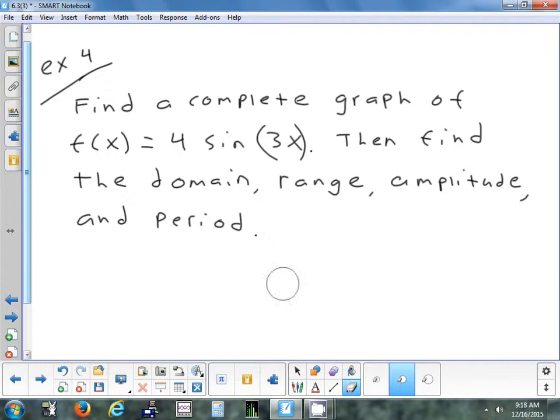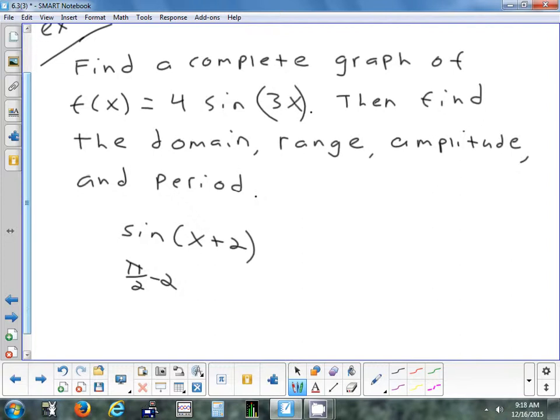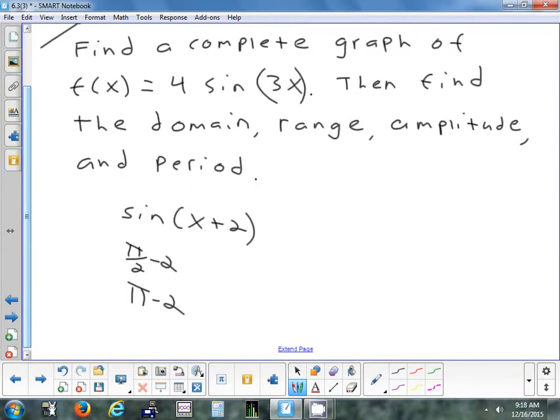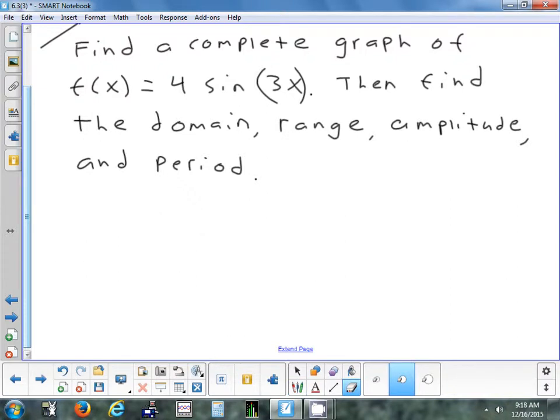Okay? And you might have one in the homework tonight that's a graph like this. So you'd be subtracting 2 from all the x's. There's no nice way to write that. So you might just have things like pi over 2 minus 2, pi minus 2, 3 pi over 2 minus 2. All right? It's a little messy, and you'll have to just label your axes with those numbers. That's a messy phase shift. That's all it is. Okay? But you still do it the same way.